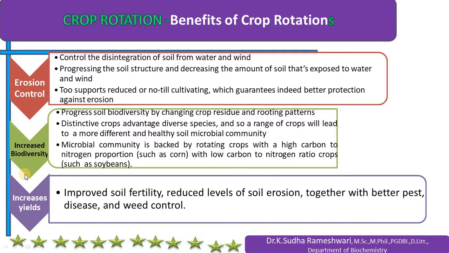Increased yield. Crop rotation increases yields as a result of improved soil fertility, reduced levels of soil erosion, together with better pest, disease and weed control.